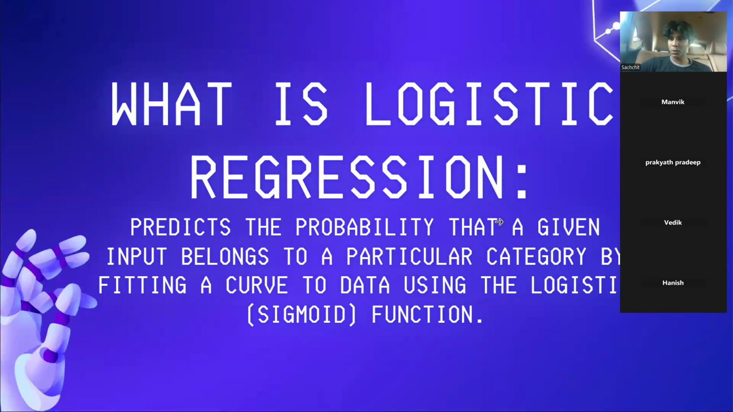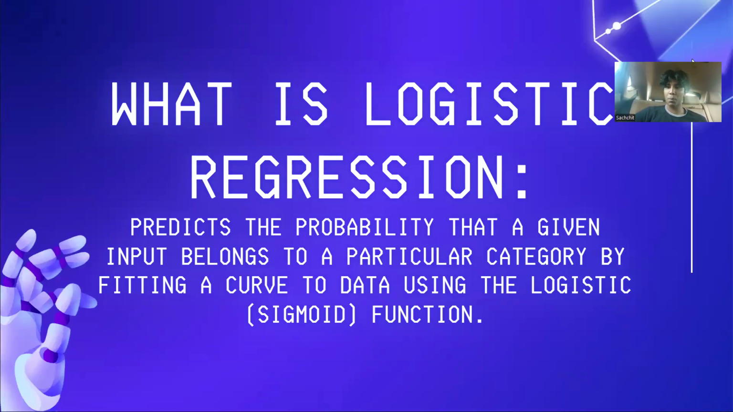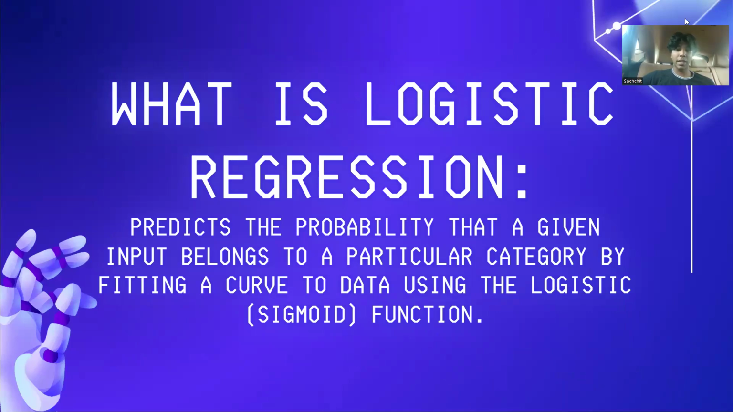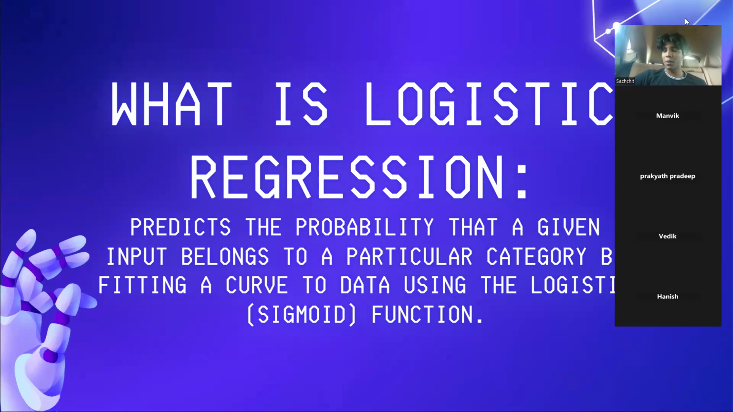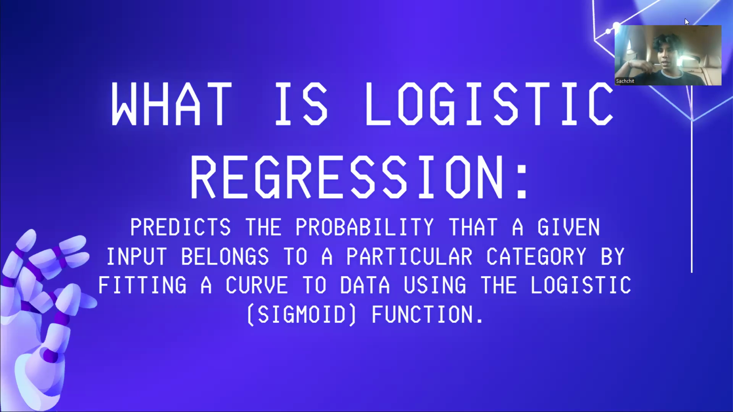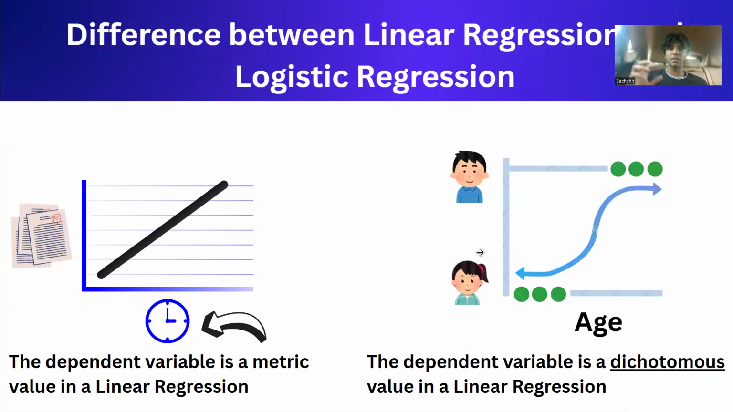So what is logistic regression? Logistic regression predicts the probability that a given input belongs to a particular category by fitting a curve to data using the logistic sigmoid function. What I just said probably would not make any sense without prior background, so I'm going to explain it much more clearly. Let's get into it.